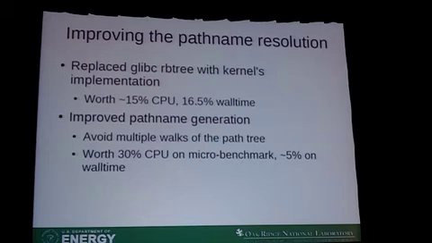Did a couple of pieces of work there, and this is in the numbers we saw before. I replaced the glib RB tree with the kernel's implementation. With the glibc one, we have to walk the tree twice: to figure out, oh, it's not there, let me create the entry, and then walk the tree again to actually insert it. This actually ended up, in a micro benchmark, taking about 15% of the CPU away, but in the full runs, this ended up taking around 16% of the wall time away.